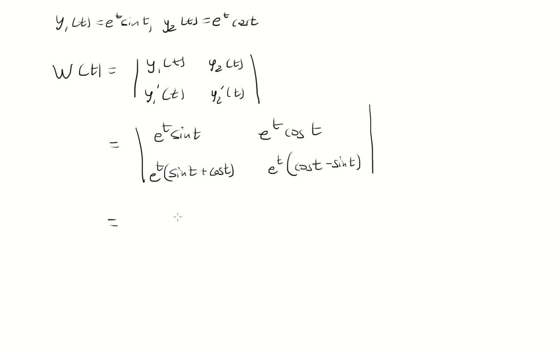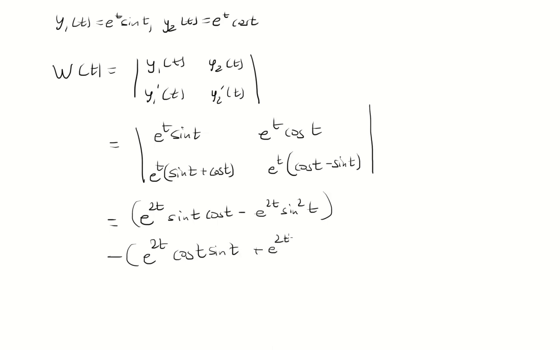And then we're going to multiply the diagonals. So the first diagonal, we have e to the t times e to the t is e to the 2t, and then we have sine times cosine, minus, and then we have e to the 2t sine squared, and then we're going to subtract that with the second diagonal. So we have e to the t times e to the t is e to the 2t cosine t. So then we're going to multiply that by sine, and then we're going to multiply that by cosine again to get e to the 2t cosine squared t.